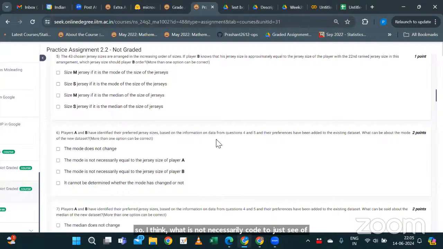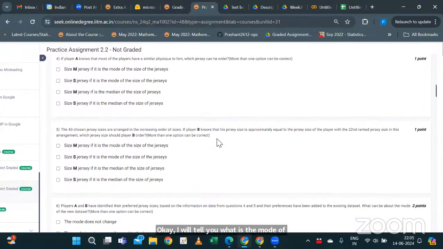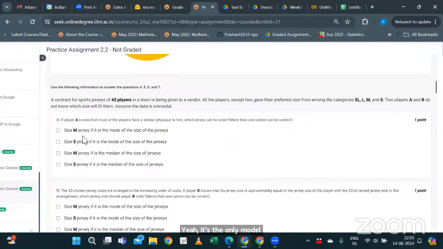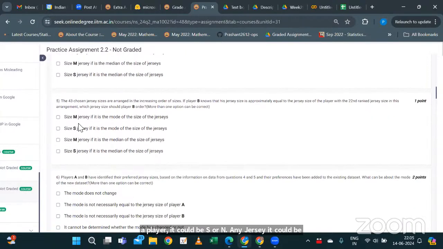Why? I will tell you. Since it's unimodal, what is the mode in the first case for A? Player A could be S or M, any jersey. For B, it could also be S or M, right? Yeah, both could be S or M.